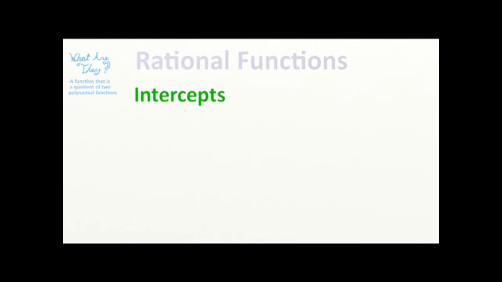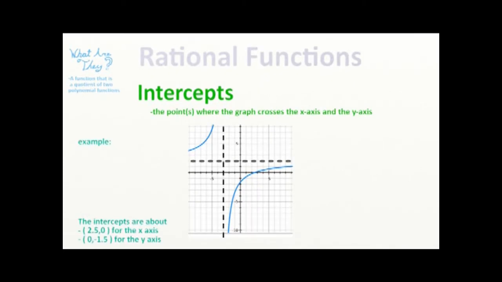Intercepts. Intercepts are points where the graph crosses either the x-axis or the y-axis. In this example, the intercepts are about (2.5, 0) and (0, -1.5).